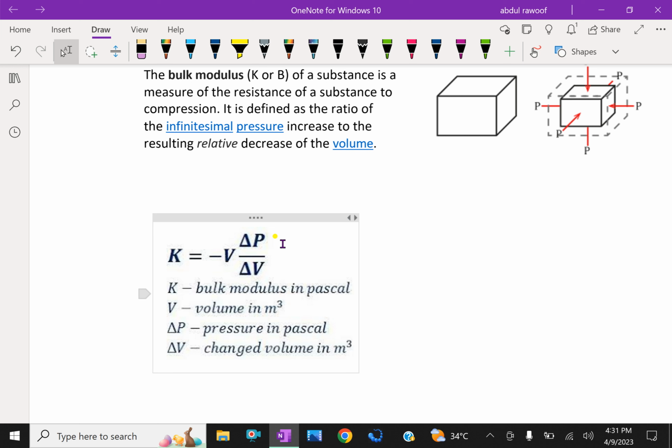The magnitude of the volume strain is dV by V, and bulk modulus is volume stress by volume strain. Therefore, you can write this. Finally, you can get B equals minus V dP by dV, the bulk modulus. Its dimension is M L^-1 T^-2.